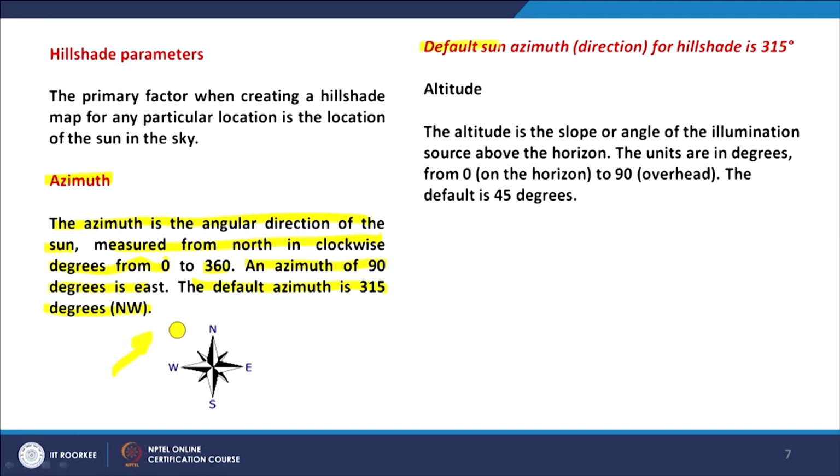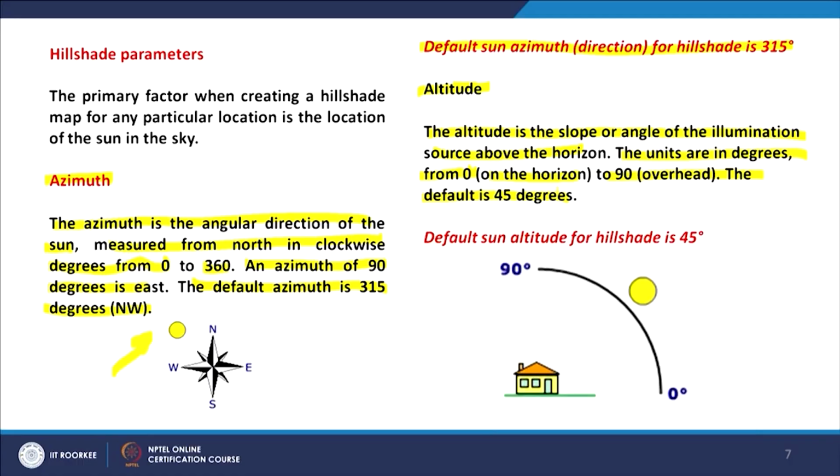So, the default sun azimuth is 315 in hillshade, whereas in case of altitude or elevation, the altitude is the slope or angle of the illumination source above the horizon. The units are in degrees from 0, that is parallel to the horizon, to 90 degrees, that is overhead, and that happens generally only at noon time, depending on where you are located and what the season is. The default in the software is 45. So, for azimuth 315 degrees, for altitude or elevation 45 degrees. These are the default values. Like here, this value is kept at 45.